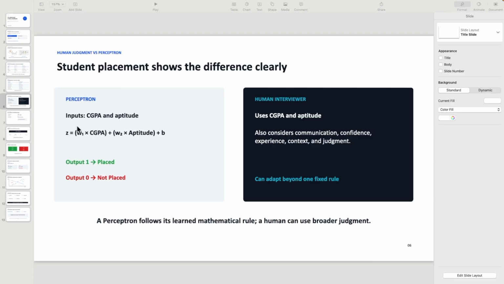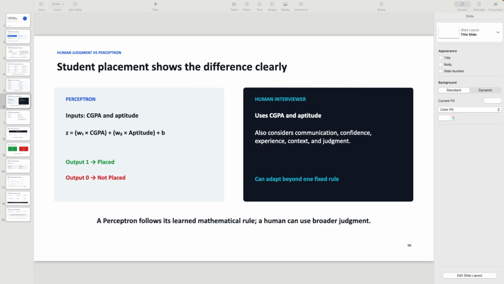Let's store the result where W1 is the weightage. We can say it is the importance, and in this CGPA is the feature. Here we store the value, and we sum it with the weightage of the other feature, the aptitude, plus B. This is the threshold value.